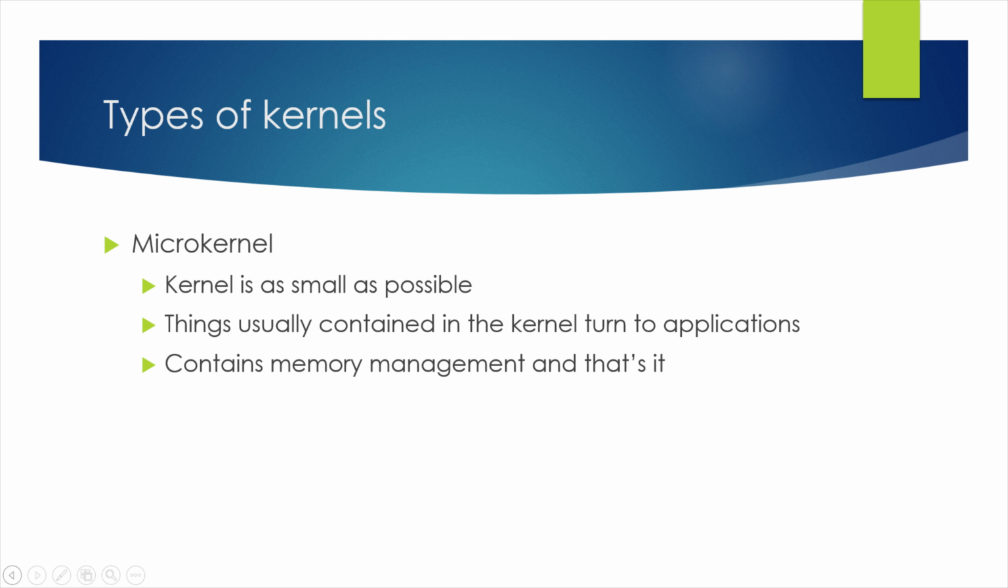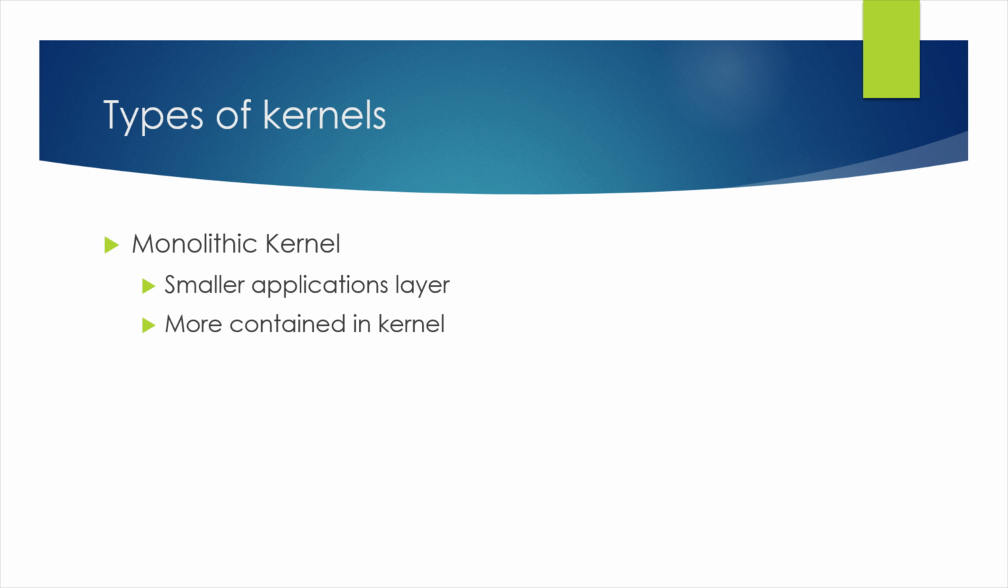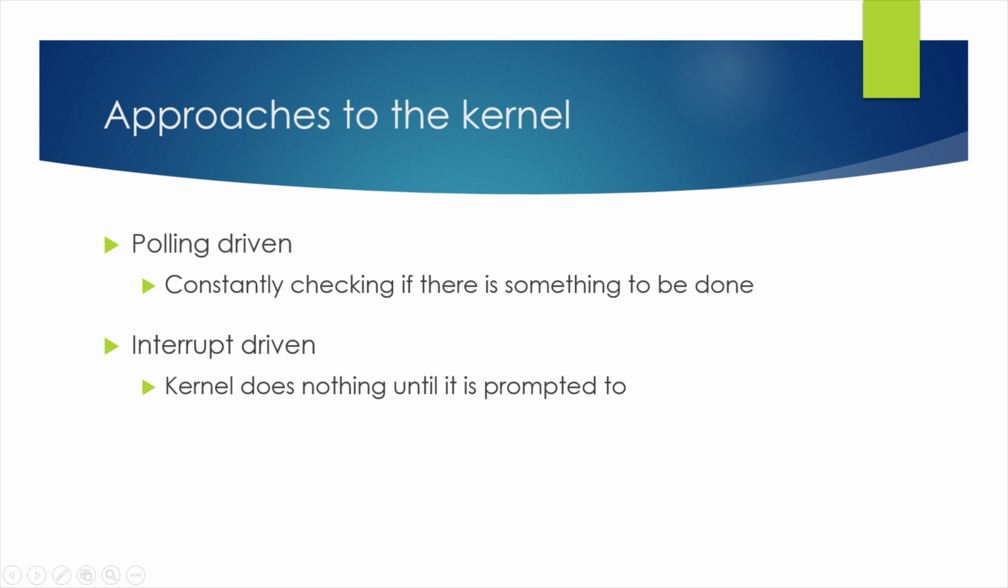The major downside to a microkernel is that since everything must travel through the kernel to get hardware permissions, it's slightly slower. A monolithic kernel takes some things that would usually be considered applications and places them into the kernel. This makes for a smaller applications layer in a larger kernel. This method can be useful because things contained in the kernel have direct access to hardware without first getting permissions like applications must do. There are a couple different approaches to creating a kernel.